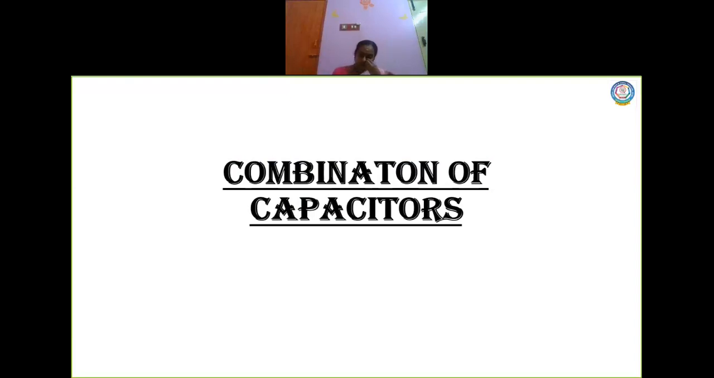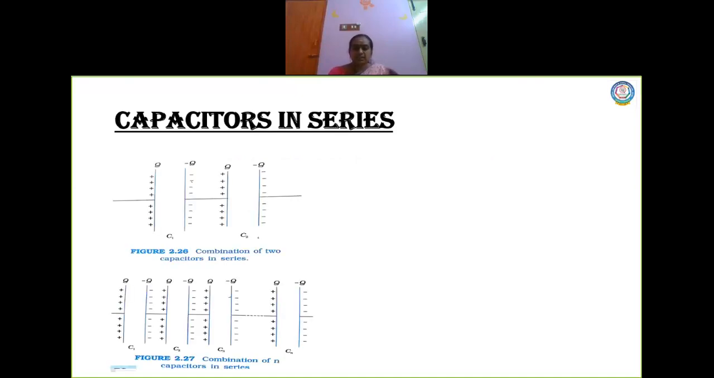So we are going to see the combination of capacitors, right? So let us consider some capacitors C1, C2, C3 up to n number of capacitors and find out what will be the effective capacitance C, and the effective capacitance depends on how the individual capacitors are combined. So let us start with capacitors connected in series.